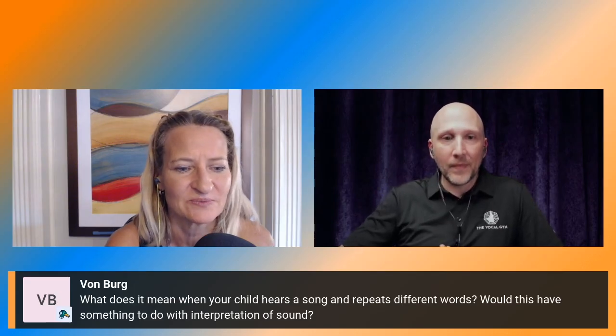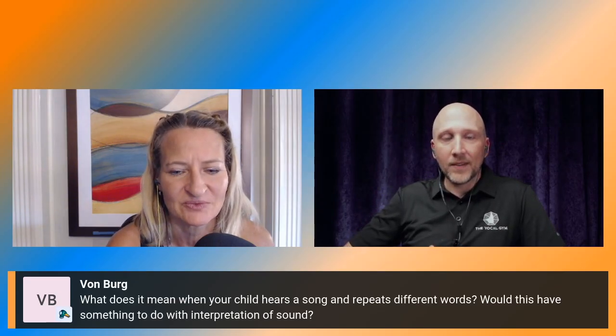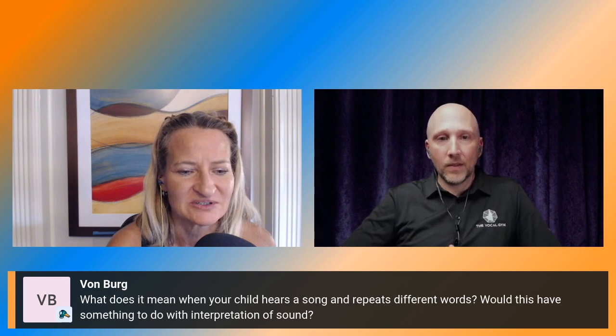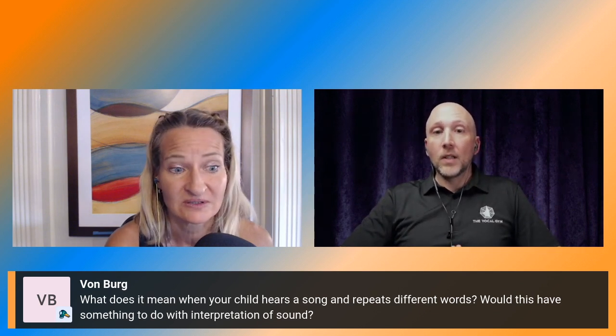Vonberg asked, what does it mean when your child hears a song and repeats different words? Does this have something to do with interpretation of sound? It could.